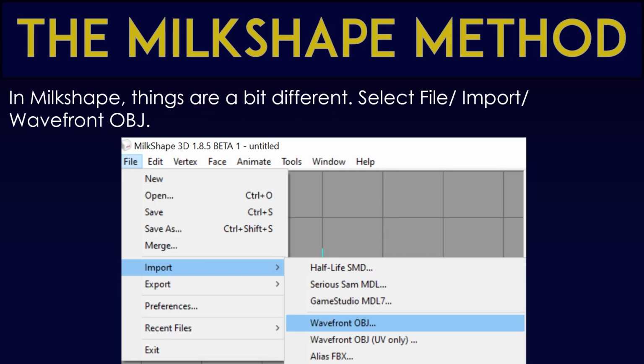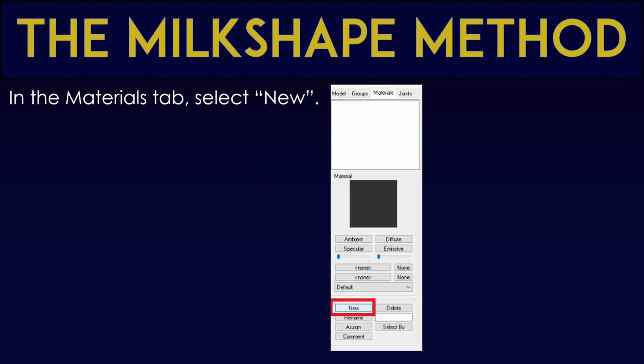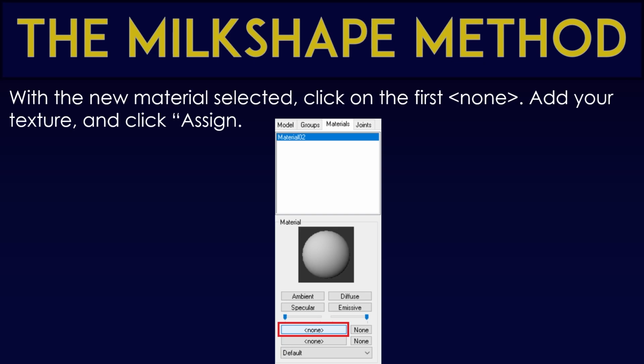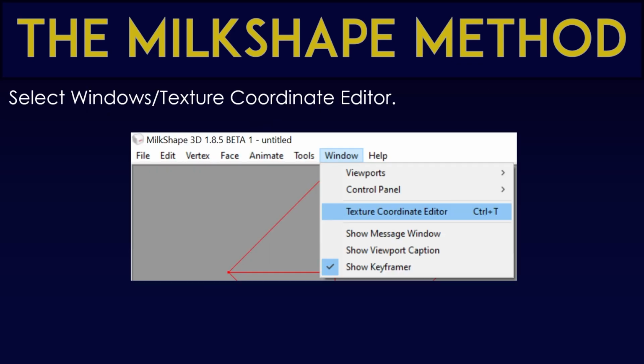The Milkshape method. In Milkshape, things are a bit different. To get started, we select File, Import Wavefront Object. In the Groups tab, we select the imported object. Then in the Materials tab, we select New. With the new material selected, we click that first big rectangle that says None. Then we add our texture. Then we click Assign. Then we need to make sure that we can see the object. So in the 3D viewport, we right-click and we select Textured in the shading options, then we go to Windows, Texture Coordinate Editor.